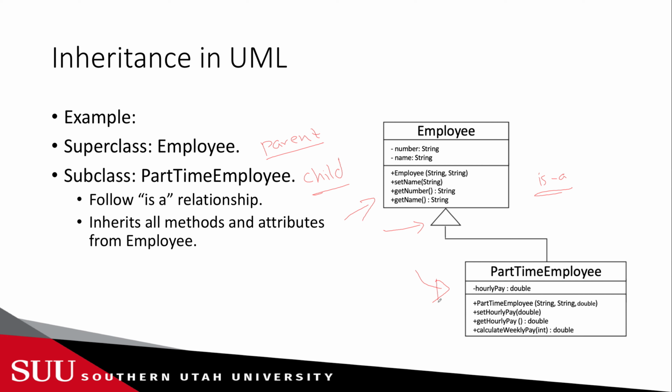So if I say I have fruit, and then I have apple, an apple is a fruit, so we can say this is the superclass and this is the subclass when we want to classify them. This is what we call the is-a relationship.